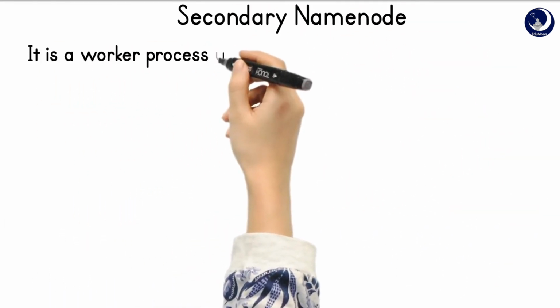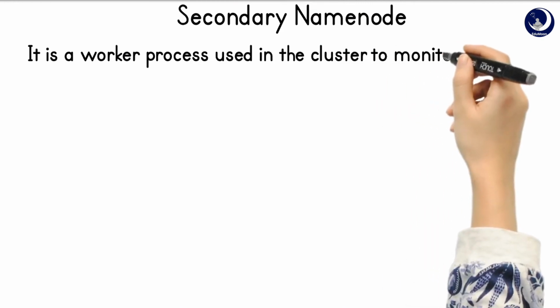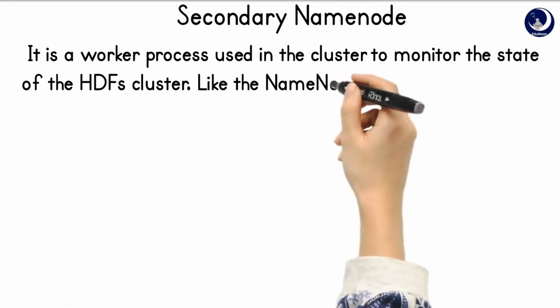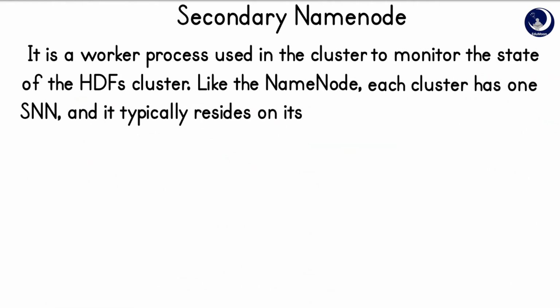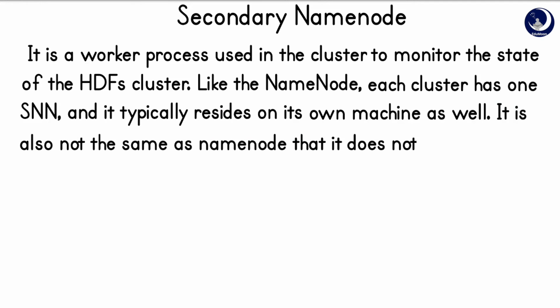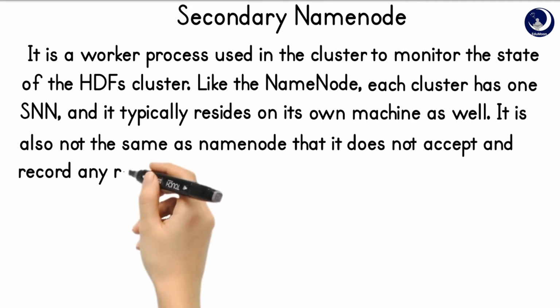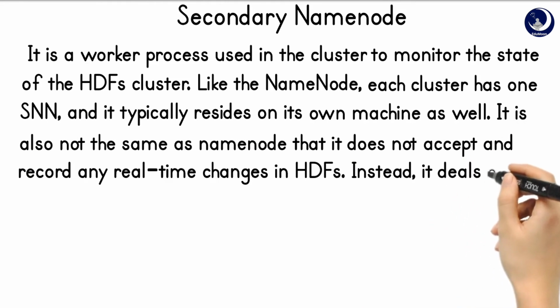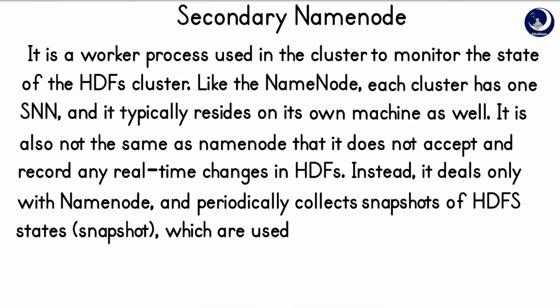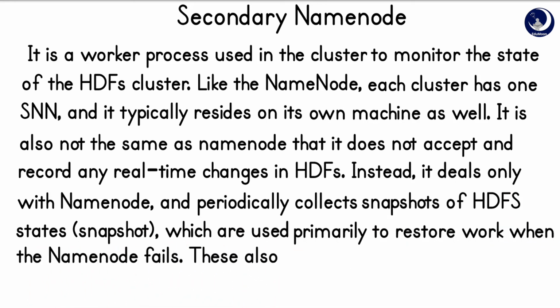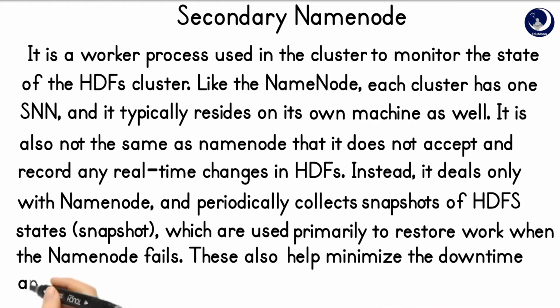A secondary name node is a worker process used in the cluster to monitor the state of the HDFS cluster. Like the name node, each cluster has one secondary name node, and it typically resides on its own machine as well. It is not the same as the name node in that it does not accept or record any real-time changes in the HDFS. Instead, it deals only with the name node and periodically collects snapshots of HDFS states, which are used primarily to restore work when the name node fails. These also help minimize the downtime and loss of data.